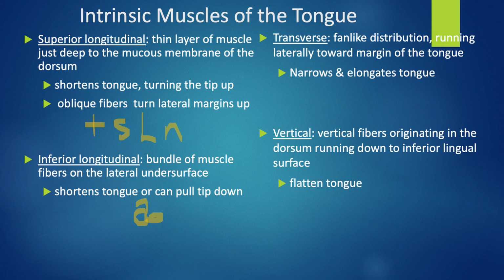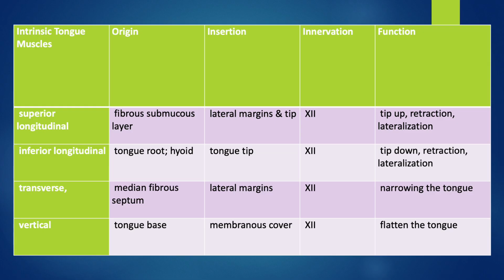And then our vertical fibers originate in the dorsum and run up and down from the front of the tongue to the back of the tongue. And they flatten the tongue. So they're also going to be important for ah, because on ah, your tongue tip is down, but the entire tongue is also flat. And so the vertical muscles are critical for flattening your tongue. All right, so there the intrinsic muscles are again. Some people like it better listed, some people like it better in tabular form.